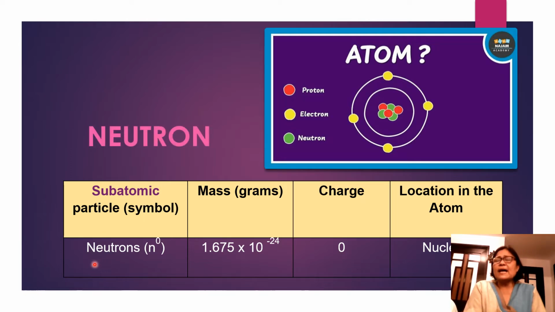So the last subatomic particle is the neutron. It has a mass of 1.675 times 10 raised to negative 24 with zero charge, found inside the nucleus of an atom. However, neutron is the heaviest particle.